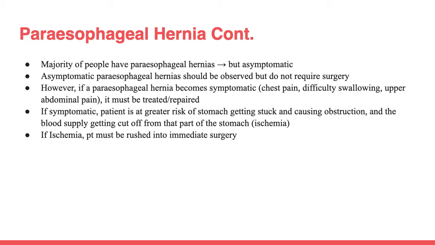So the person is experiencing something like chest pain or difficulty swallowing, upper abdominal pain. This is when it needs to be treated and repaired, and the person needs medical attention. If symptomatic, the patient is at greater risk for the stomach getting stuck and causing obstruction, and the blood supply getting cut off from part of the stomach, also known as ischemia. If ischemia is present, the patient needs to be rushed into immediate surgery, as this is a serious medical problem and needs immediate attention.